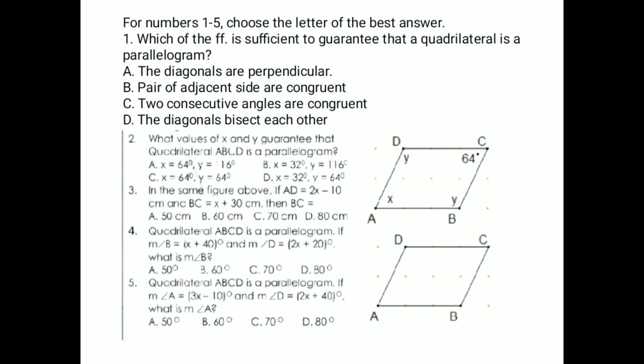A quadrilateral ABCD is a parallelogram if angle A is equal to x plus 40 and angle D is equal to 2x plus 40 degrees. What is angle B? Alright, the correct answer is 70. Number 5 natin, quadrilateral ABCD is a parallelogram if angle A is 3x minus 10 and angle D is 2x plus 40. What is angle A? Since sila ay supplementary, angle A and angle D, so equate lang natin sila to 180 degrees and then i-add natin yung dalawang given. Makukuha natin yung answer which is equivalent to letter D, 80 degrees.